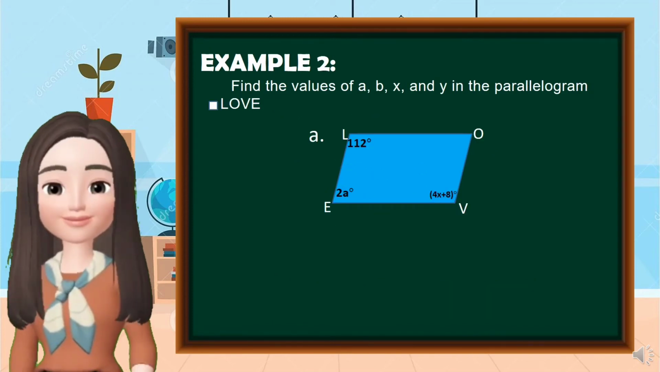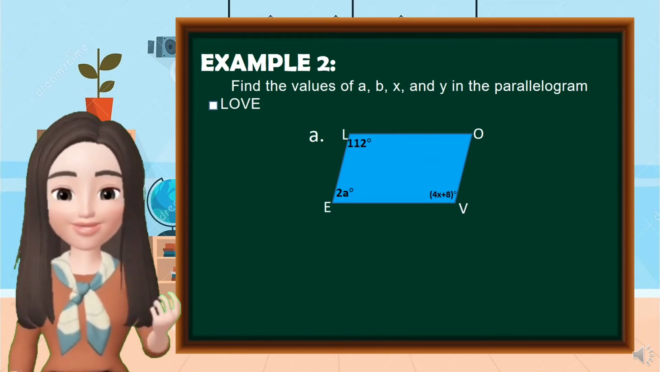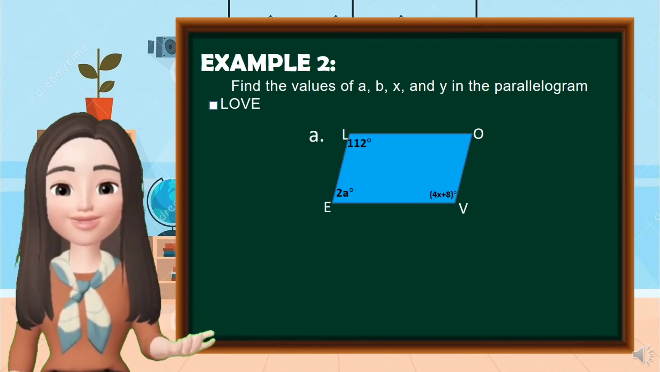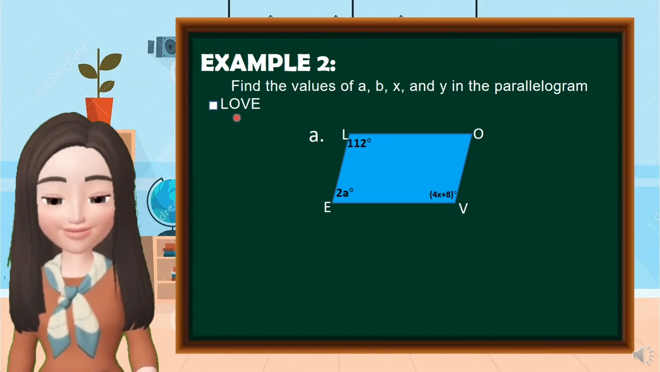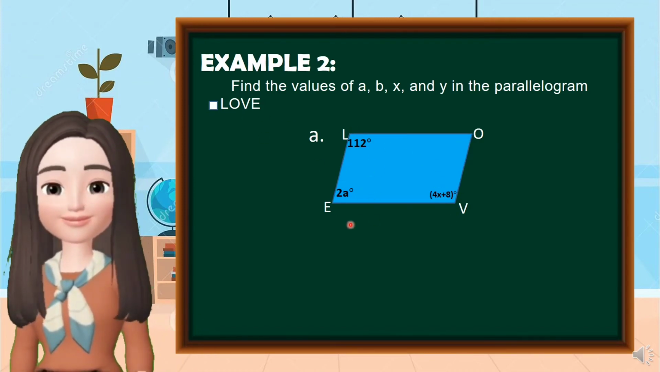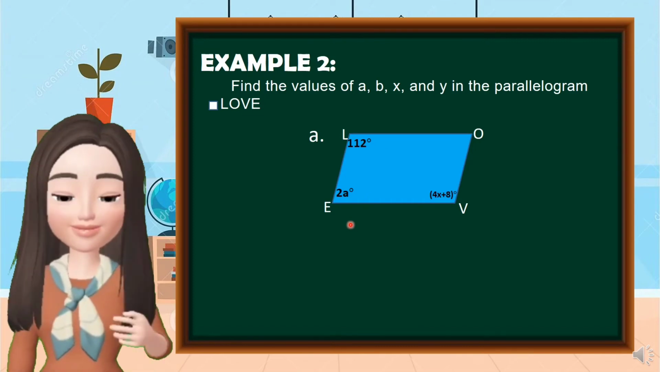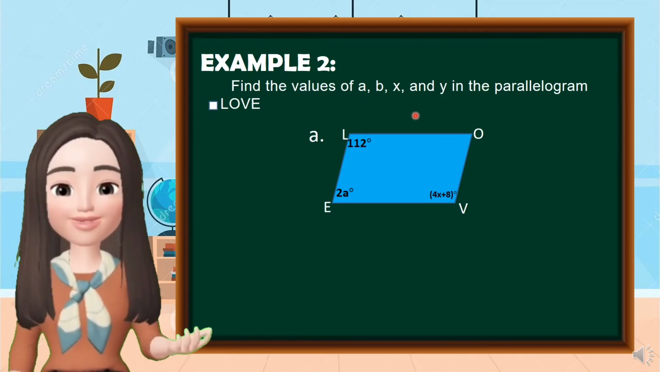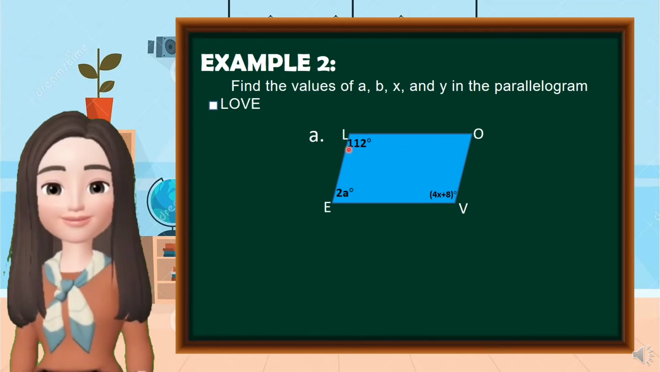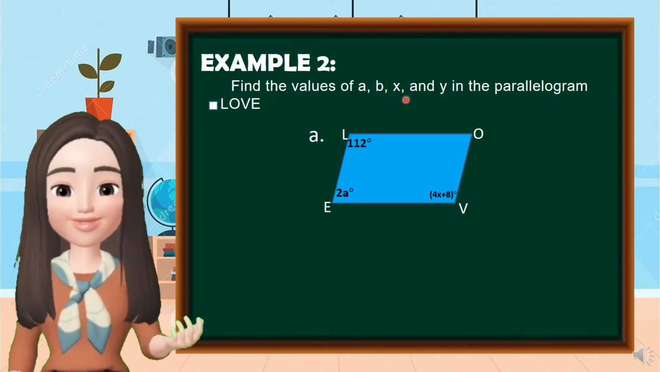For our example number 2, here, our task is to find the values of A, B, X, and Y in the parallelogram LOVE. No? So, given na dito na parallelogram yung ating mga given figures. Meron tayong tatlong figures. Ang una ay ang ating parallelogram LOVE. Since alam natin, dun pa lang sa ating instruction, sa ating directions, na it is already a parallelogram. So, let us see how we can apply those properties or those conditions to solve for the values of the unknown or yung mga values ng A, B, X, and Y in our given figure.